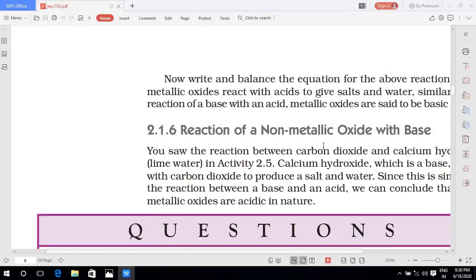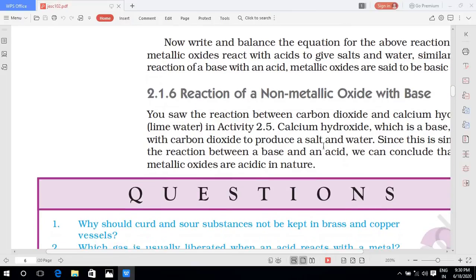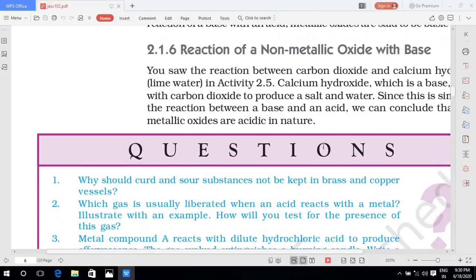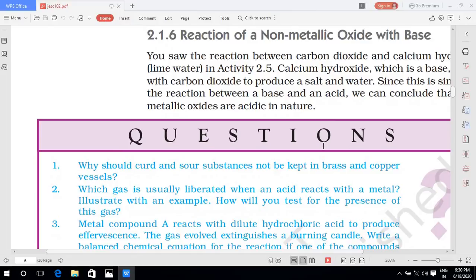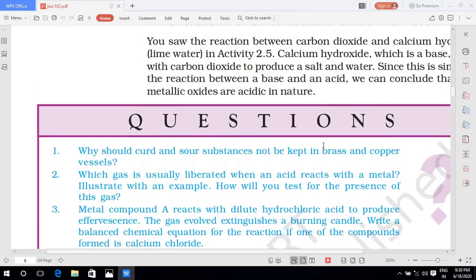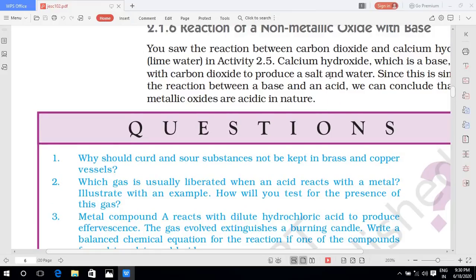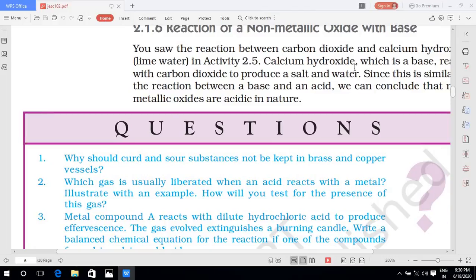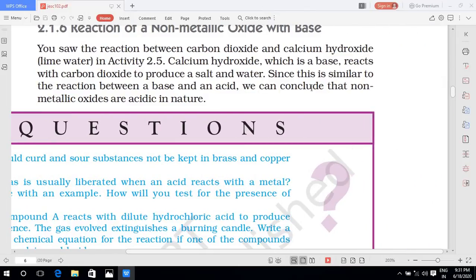Reaction of non-metallic oxide with base. Now when non-metallic oxides, such as carbon dioxide, react with a base such as calcium hydroxide, it produces salt and water. So the reaction is also basically the same thing, which means that non-metallic oxides are acidic in nature.